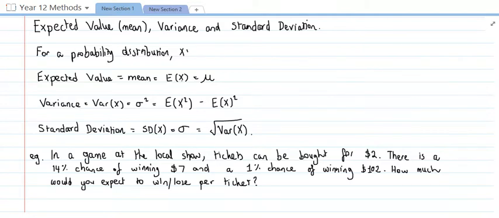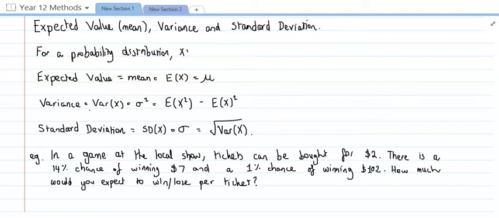So to start off with, we've got the expected value being the mean. We use this notation here, E of x, the expected value of x, and it can also be referred to as mu. I would say that in general, E of x is used for discrete probability distributions, which we're dealing with at the moment, whereas mu is used more for continuous probability distributions.